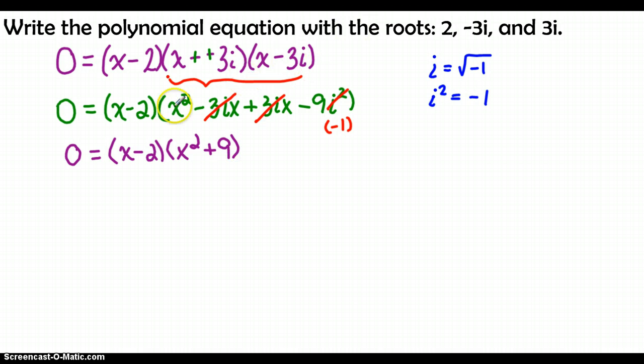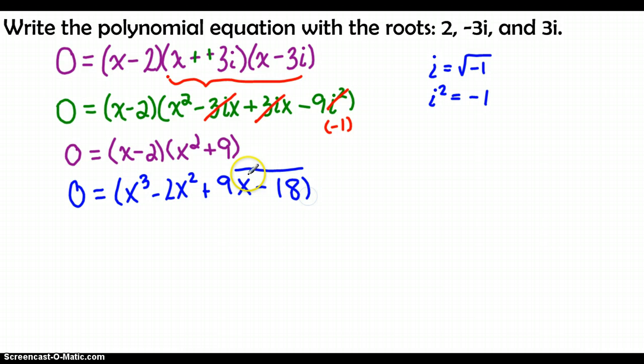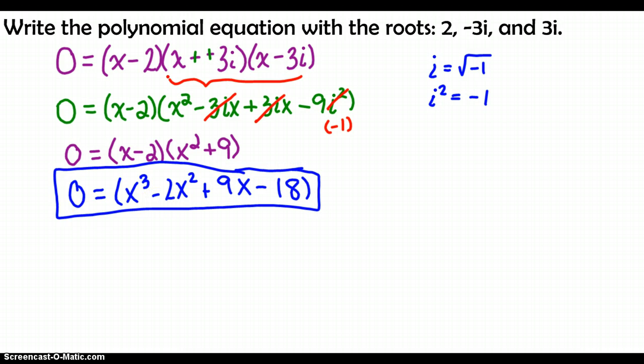I, again, have a binomial times a binomial, so I'm going to FOIL. x times x squared is x cubed. Negative 2 times x squared is negative 2x squared. 9 times x is positive 9x. And negative 2 times 9 is negative 18. So my polynomial equation is x cubed minus 2x squared plus 9x minus 18 equals 0.